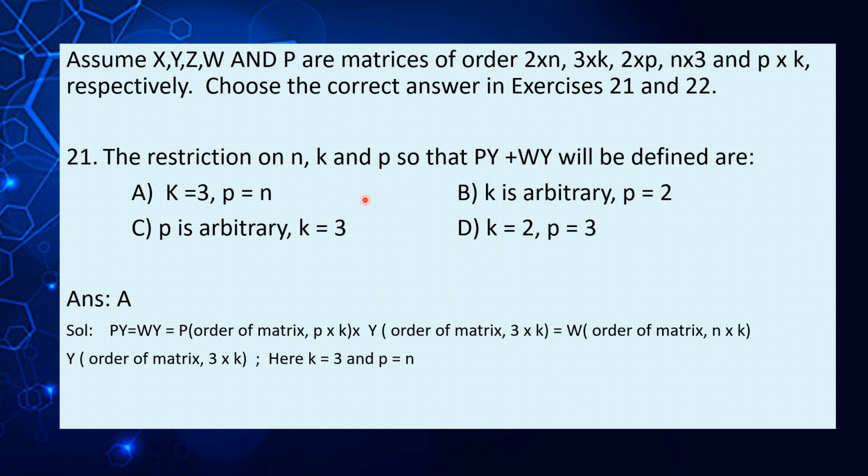And now we consider WY. W is n into 3 and Y is 3 into k. 3 and 3 is equal. So n is equal to k. According to the same method by which p is equal to k, p is equal to k and n is equal to k. Since both are equal to k, they are equal to each other. So n is equal to p. So the answer would be k is equal to 3 and p is equal to n. So the first option is the answer.